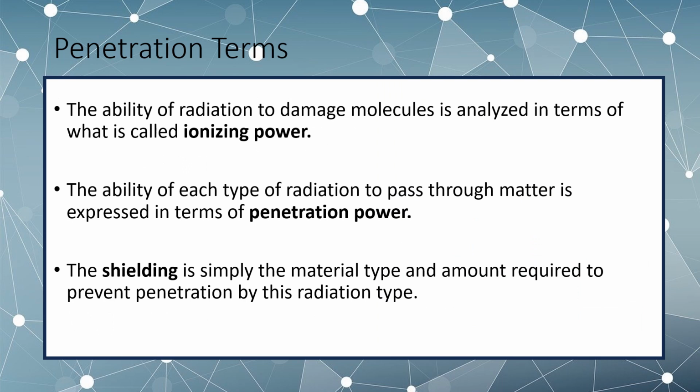Looking a bit more in depth at some of those terms, the ability of radiation to damage molecules is analysed in terms of what we call ionizing power. The ability of each type of radiation to pass through matter, as we stated, is penetrating power. The shielding is simply the material type and amount required to prevent penetration by this radiation type. So we might say the shielding required for gamma is greater because it has greater penetration power.